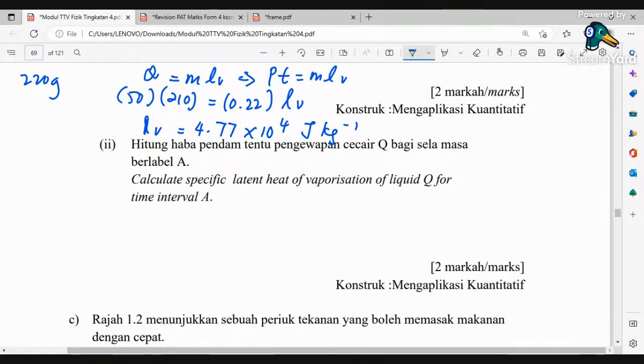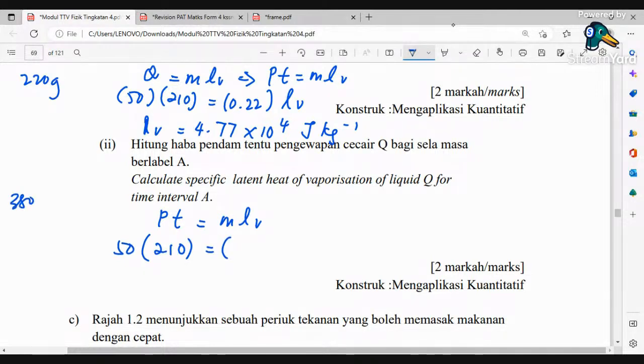Okay. For part 2, calculate the specific latent heat of vaporization of liquid Q. Okay, just now that was for P, now for Q. So it is the same, P t = m L_V. Same heater, identical. The time taken is also the same.